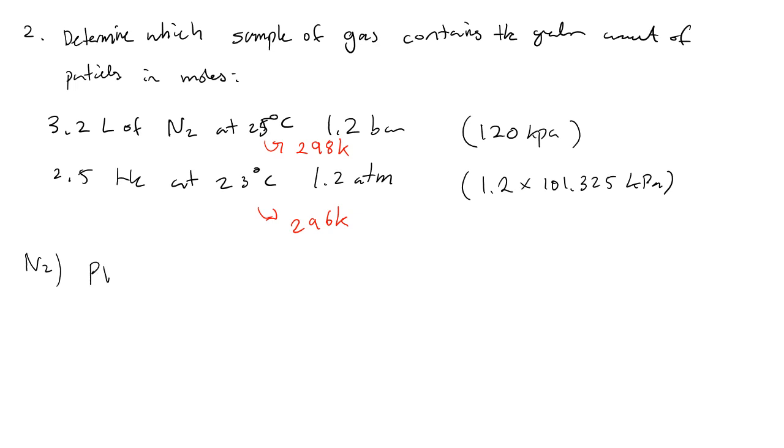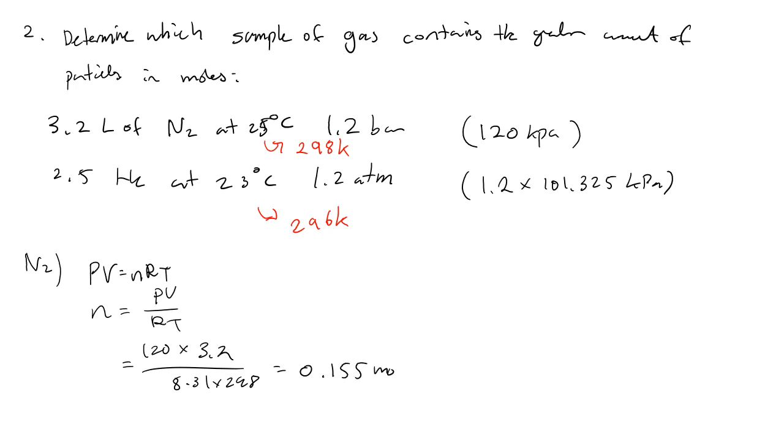So PV is equal to nRT. We're trying to calculate the number of moles. So number of moles is equal to PV over RT, and that's equal to 120 times volume, 3.2 liters, over 8.31 times 298. That's equal to 0.155 moles.